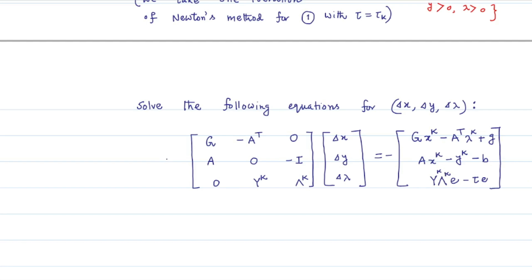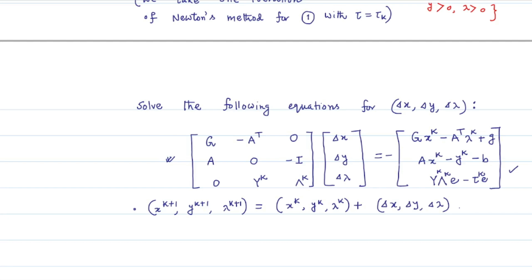You find the solution of this equation and then take the next iterative point as the previous iterative point plus this delta x, delta y, delta lambda. So this is how we proceed. We go for solving this equation for the current given value of tau. Tau is equal to tau k, and you notice that we are solving this equation just once. It is not that iteratively we are just solving this equation and finding out the sequence xk, yk, lambda k.